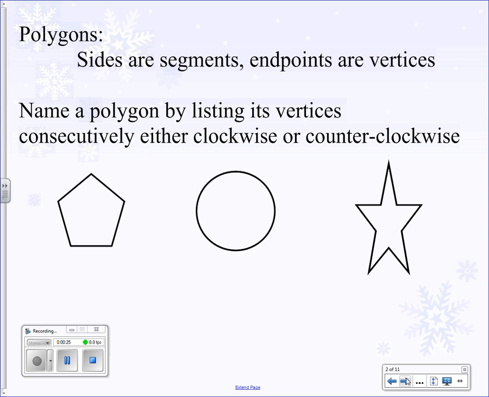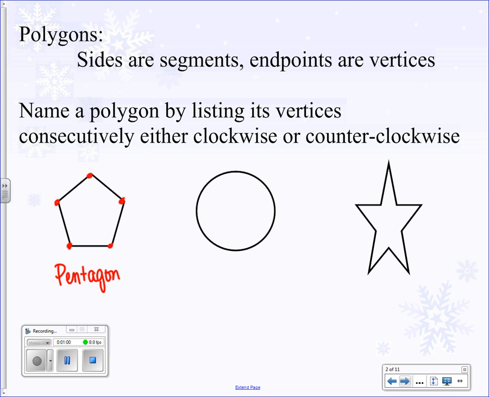So, as a quick review, polygons, remember that they have sides that are segments and points that are called vertices. There are no curves, and we name polygons according to the number of vertices or the number of sides that a polygon has. You can name a polygon by listing its vertices consecutively, either clockwise or counterclockwise. So if we look at this first example, this has 1, 2, 3, 4, 5 vertices, meaning it's a pentagon.